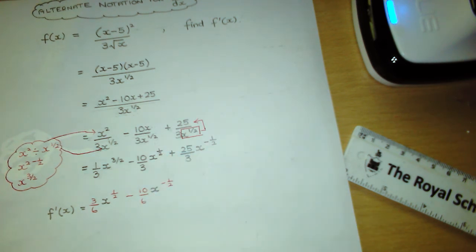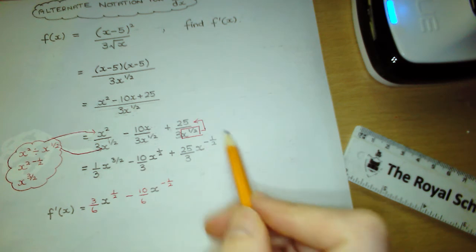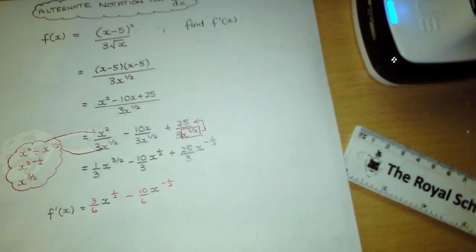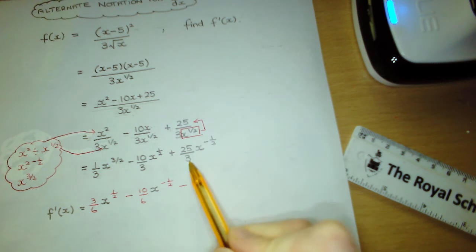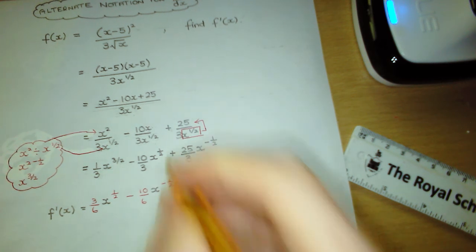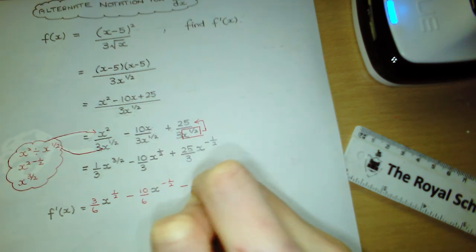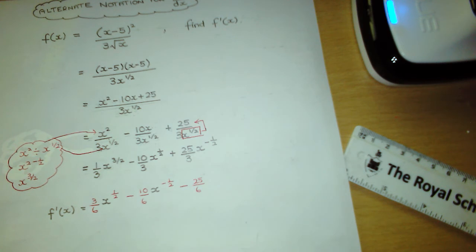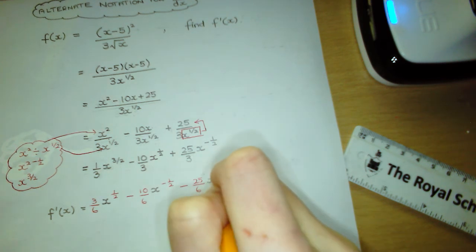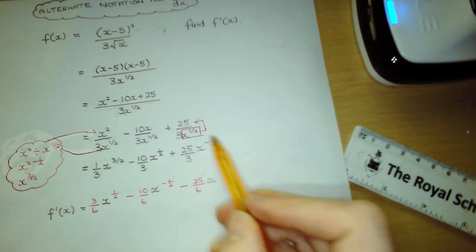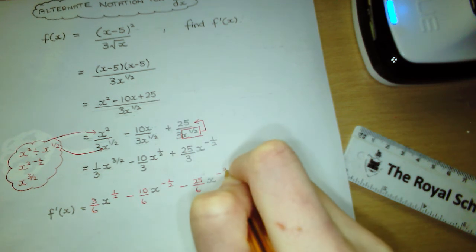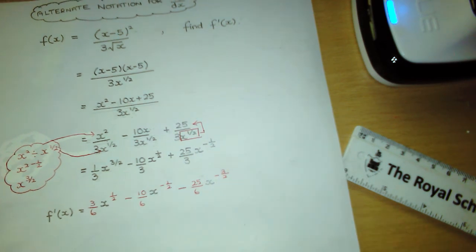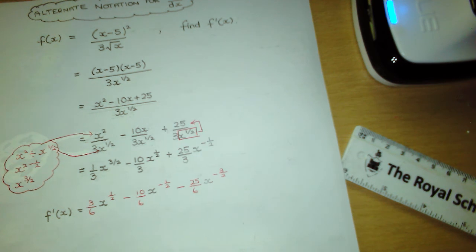And then finally, go to our last term here. We're going to multiply this term by the power of x, which is minus a half. So we've got a positive multiplied by a minus, which will give us a negative. And then 25 over 3 multiplied by a half is going to give us 25 over 6. And then again, copy down x, and then subtract 1 from the power of x. So minus a half minus 1 is going to be minus 1.5, or minus 3 over 2. So we've successfully completed the differentiation, although there's a few more things we want to do.